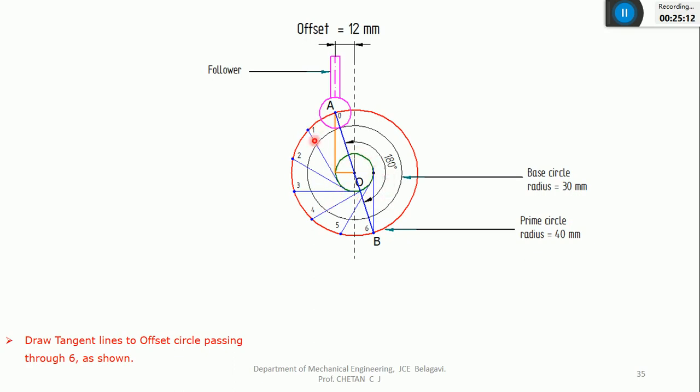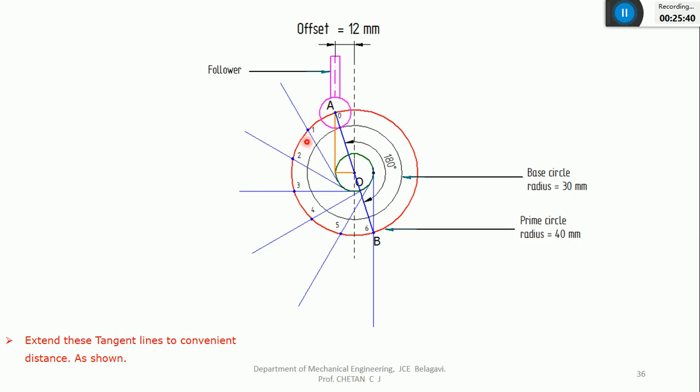And what is the next step? Just extend these tangent lines. I'll call these tangent lines, not radial lines. If they were intersecting or converging at the center of the circle, I would have called them radial lines. Since they're tangent lines, I'll call them tangent lines only. I'll extend them towards the backward direction like this to some convenient distance.